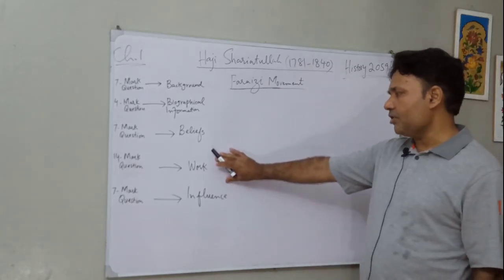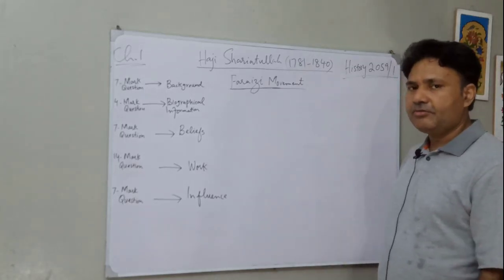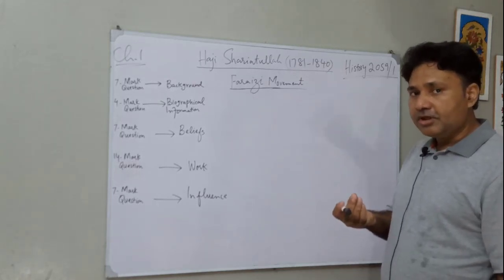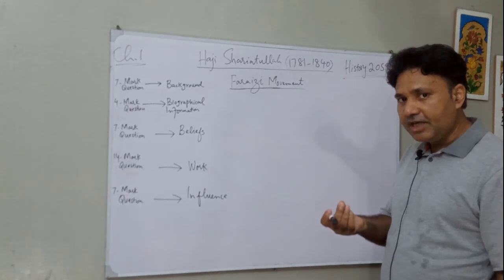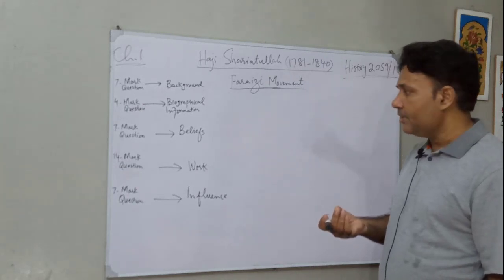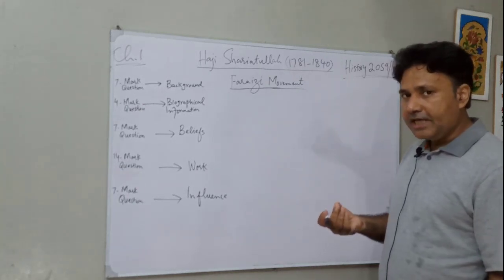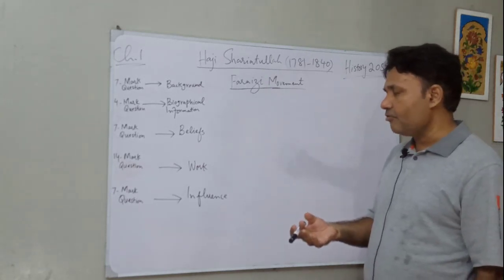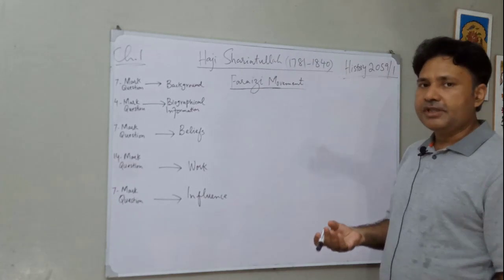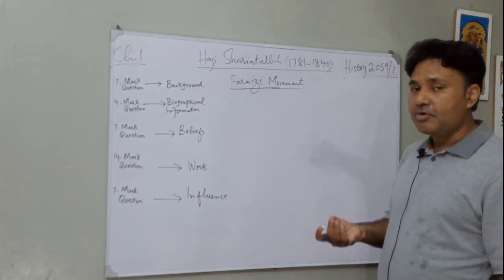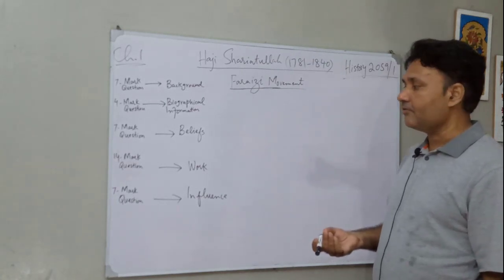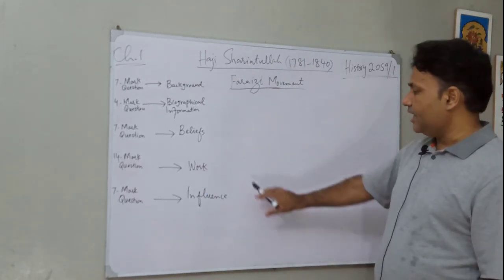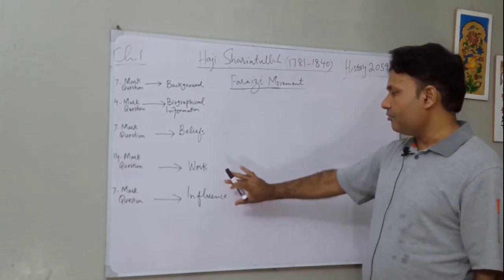We can discuss the 14 marks question. Like we have a question like did Haji Shariatullah contribute more than anyone else in the spread of Islam in India before 1850? Explain your answer. Then we have another 14 marks question like was the work of Haji Shariatullah the most important factor in the revival of Islam in India? Explain your answer. And then we have the 7 marks question.